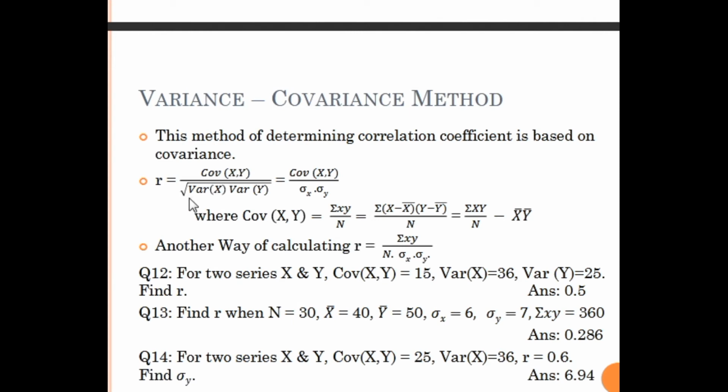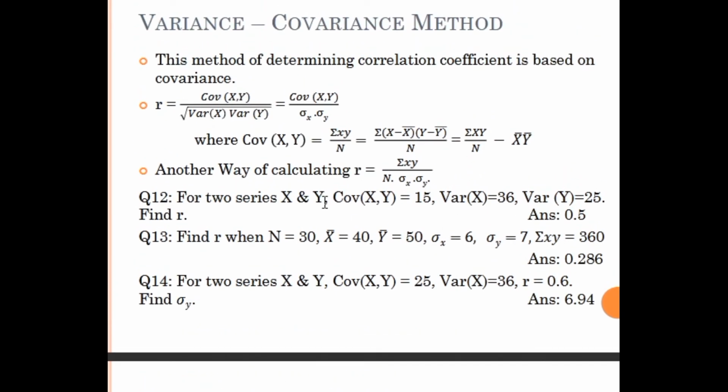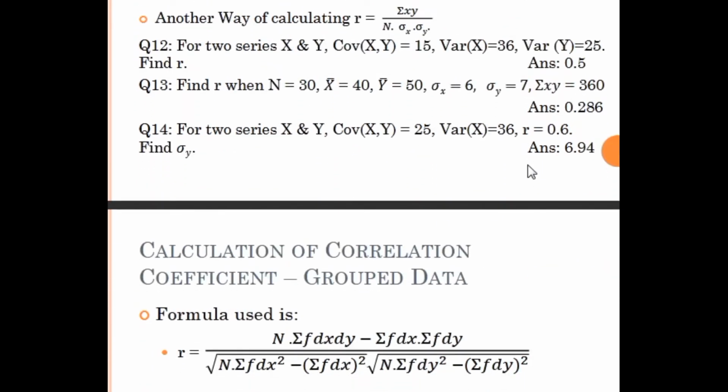Covariance of xy divided by the root of variance x and variance y. This was one of the methods to find it, and this one is also simple. If you remove the root from the variance, we get the standard deviation. Then what is the formula? Correlation equals covariance xy divided by standard deviation of x into standard deviation of y. Simple. And based on this formula, you have some problems here. You need to solve these questions.